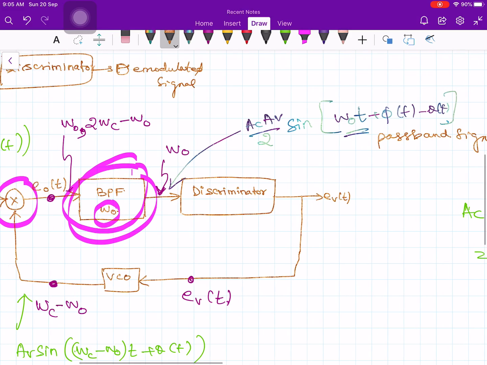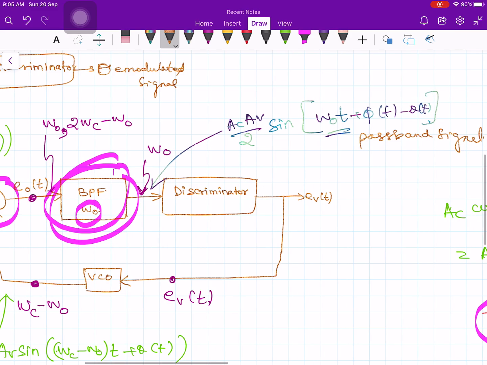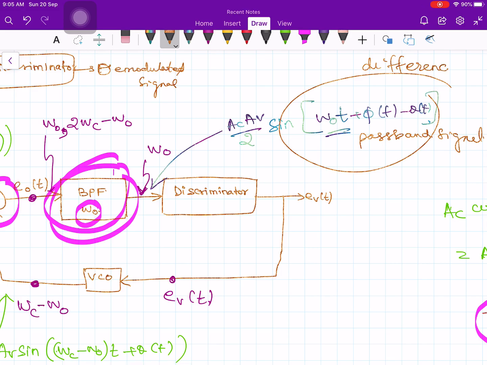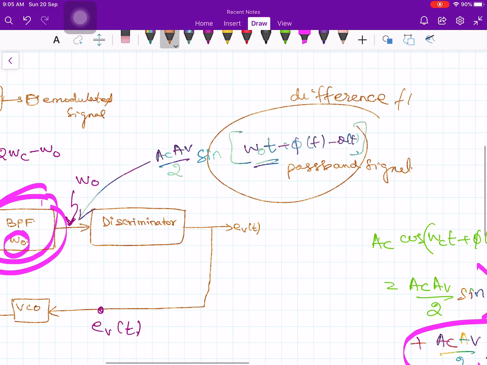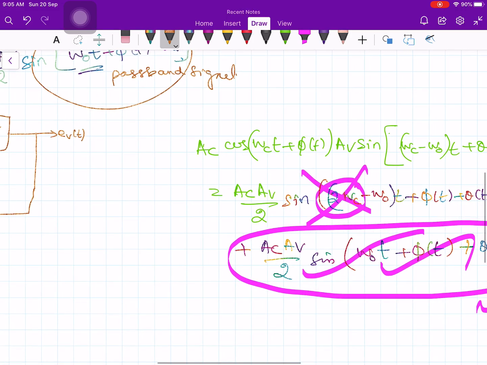So therefore the output of your multiplier will be the difference frequency between the incoming signal frequency and the voltage controlled signal frequency, plus some frequency component. The moment you pass it through the band pass filter, you will get only the difference frequency component. The sum frequency component is located at 2 omega c. So therefore this 2 omega c component will be removed.